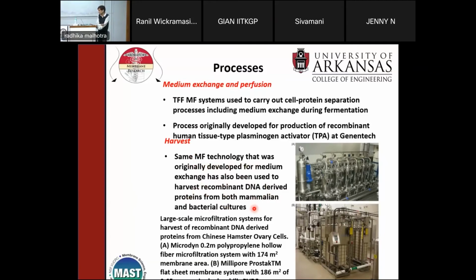The applications of this. These two figures show you a large-scale microfiltration system for harvesting or recovering DNA-derived proteins from Chinese hamster ovary cells. The first one on the top, A, is a Microdyne 0.2 micron polypropylene hollow fiber microfiltration system with 174 square meters of membrane surface area. If you think about that, that's a lot of membrane surface area. Imagine trying to run all that in a sterile form, having clean in place. When you clean it, you have steam coming in, you clean, you've got to remove all these solutions. It's quite a lot of equipment and quite a lot of connections.